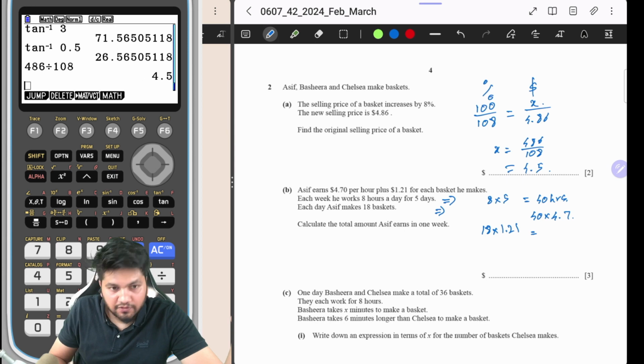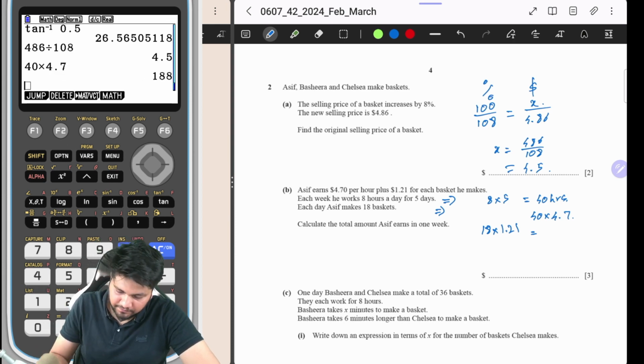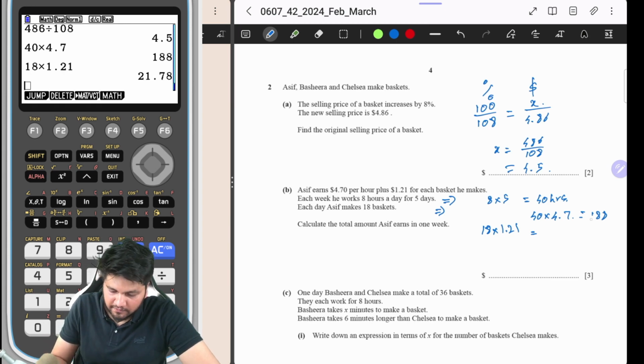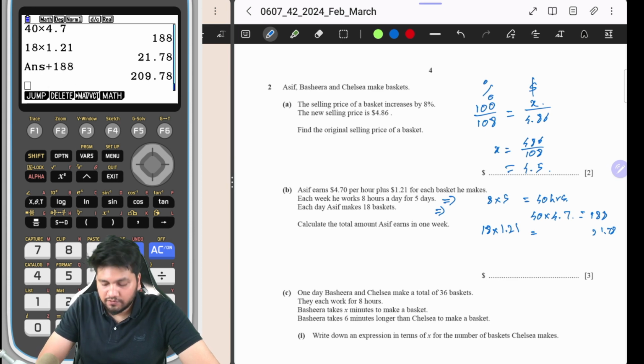So the total value is going to be, again we are going to use calculator for this. So 40 times 4.7, whatever we are getting, that's going to be 188. And 18 times 1.21, for each basket, whatever he is getting, that is going to be 21.78. So plus 21.78. We're just going to add 188 to this value. The answer is going to be 209.78.